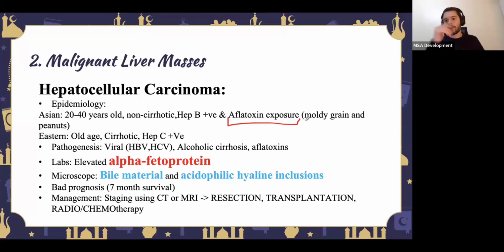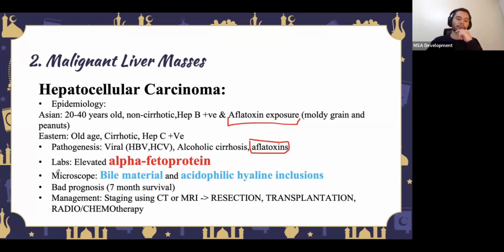Now, the other type of patients that could get this hepatocellular carcinoma are Eastern patients who are typically elderly. They are cirrhotic. They have hepatitis C virus. And all 3 together, Eastern and more likely hepatocellular carcinoma. But what is the cause of hepatocellular carcinoma? Anything that causes liver cirrhosis, and aflatoxins. Aflatoxins is pretty high yield.